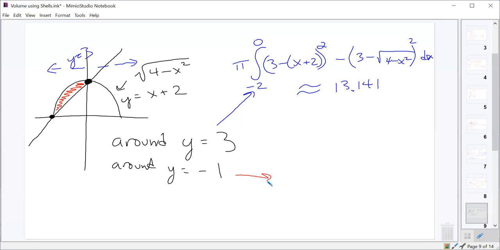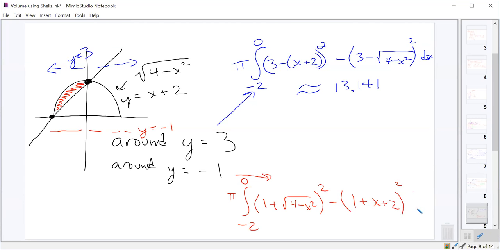We should end up with pi times an integral from -2 to 0. Now our outer radius comes from the upper function, the semicircular equation. So that should be 1 plus the square root of 4 minus x squared, squared. And then minus, again, (1 plus x plus 2), squared. And what does that one come out to be?